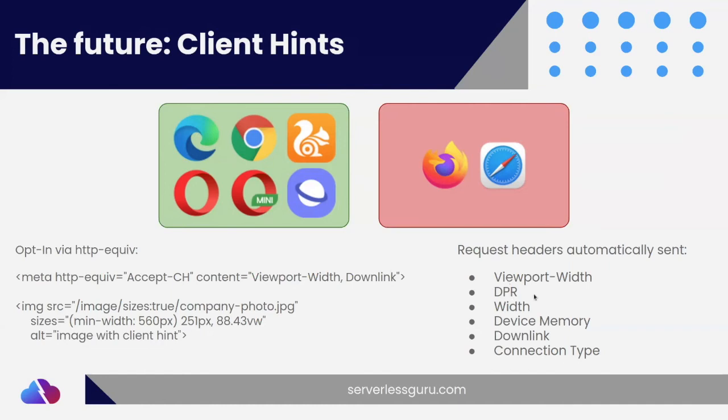My DPR is this amount. That's what I need. My container width, my device memory, my downlink, or my connection type. And then based on that headers, with CloudFront functions and/or Lambda@Edge functions, you could then start to automatically choose what to serve to your client. So this removes all the huge picture tag that we had in the beginning, or the client having to have all the knowledge about his own device.